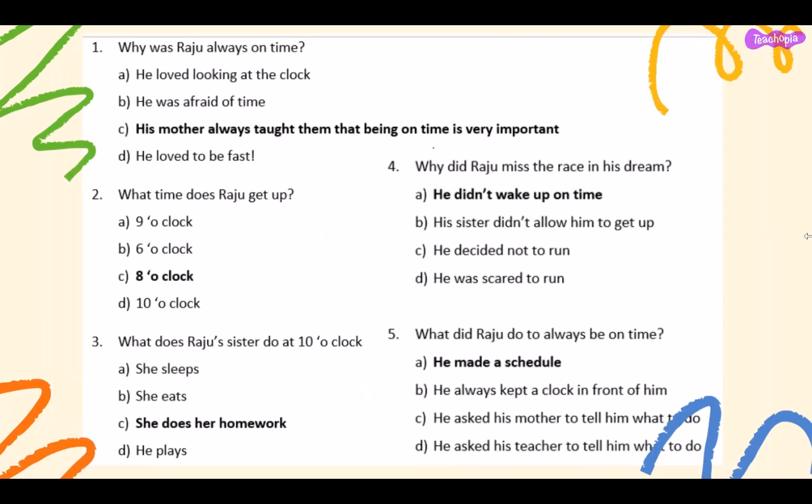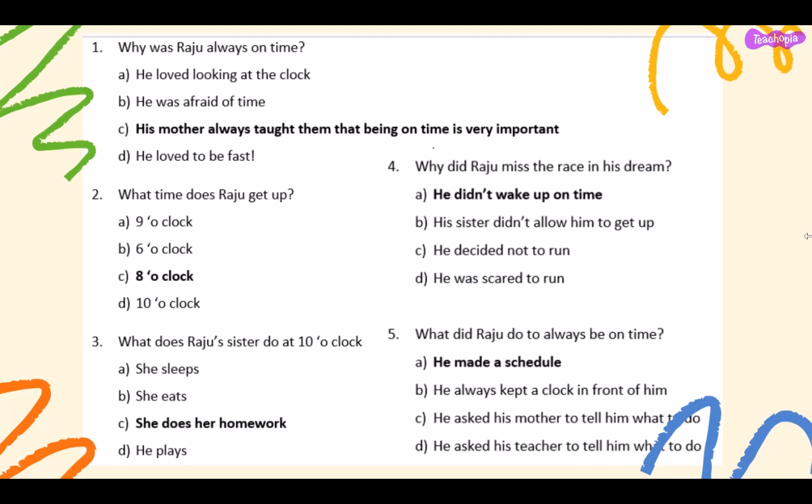Once you've read the comprehension passage, you can take the children through the questions that follow. Here are a few answers for the first few questions that are there in the PBL. Why was Raju always on time? C. The mother always taught him that being on time is very important. 2. What time does Raju get up? C. 8 o'clock. 3. What does Raju's sister do at 10 o'clock? C. She does her homework.